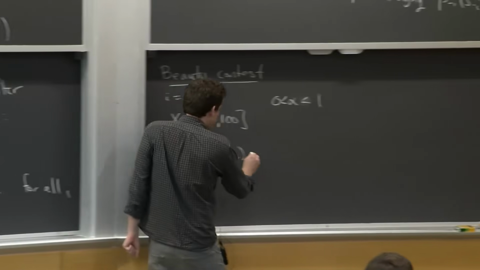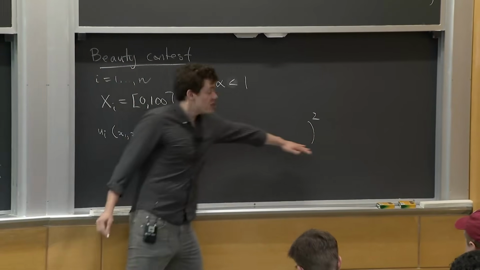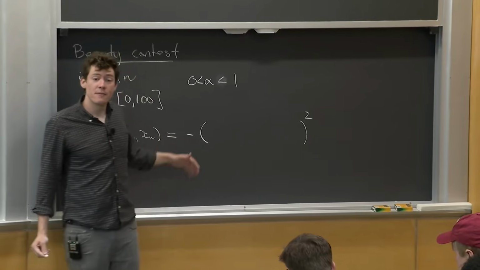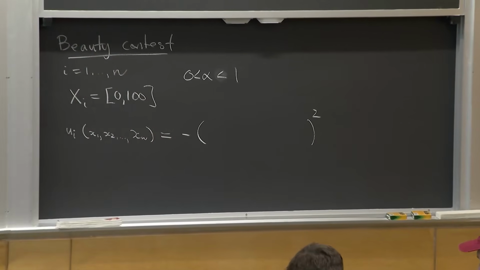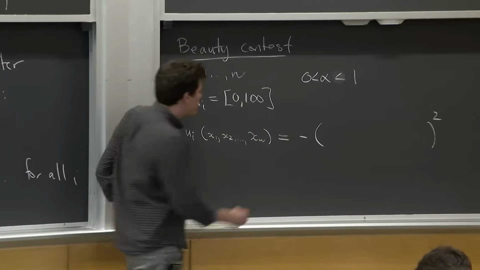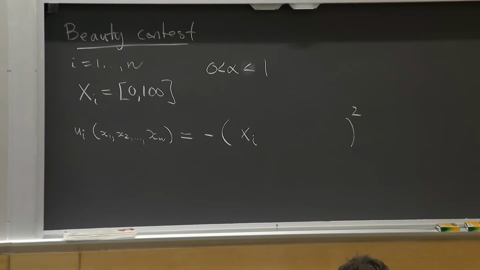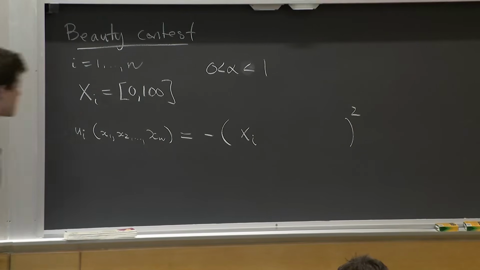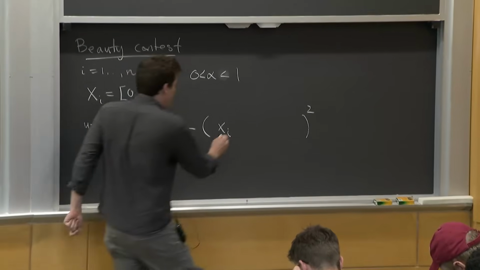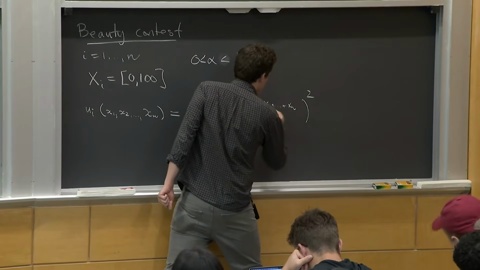So what is that going to be? It's going to be minus something squared. So the thing squared, this is your loss, and you're subtracting this loss. And what are we going to square? We want to square the difference between what you actually guess and the ideal guess, which is alpha times the average of the class. So this is player i's payoff. So I have xi here. That's what I actually guess. What's the best possible guess? It's alpha times the average of everyone's guess. So that's minus alpha times (x1 plus ... plus xn) over n.